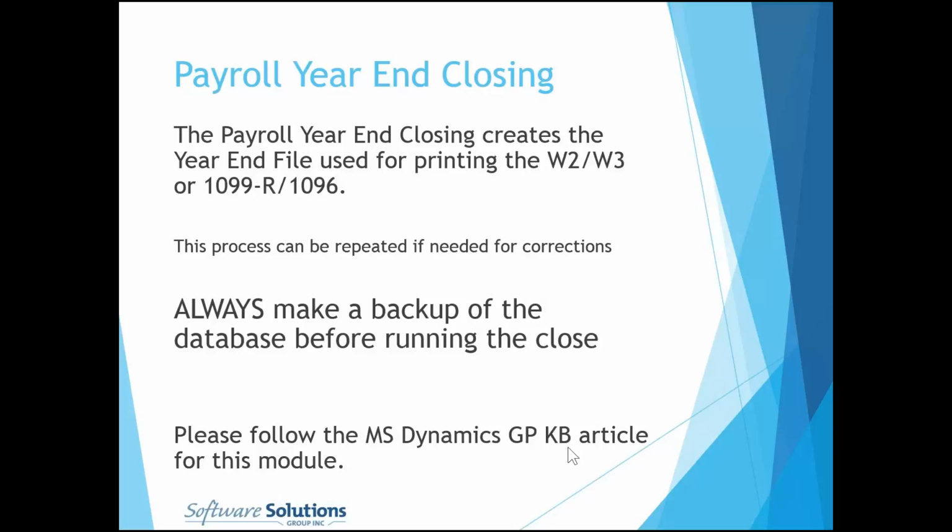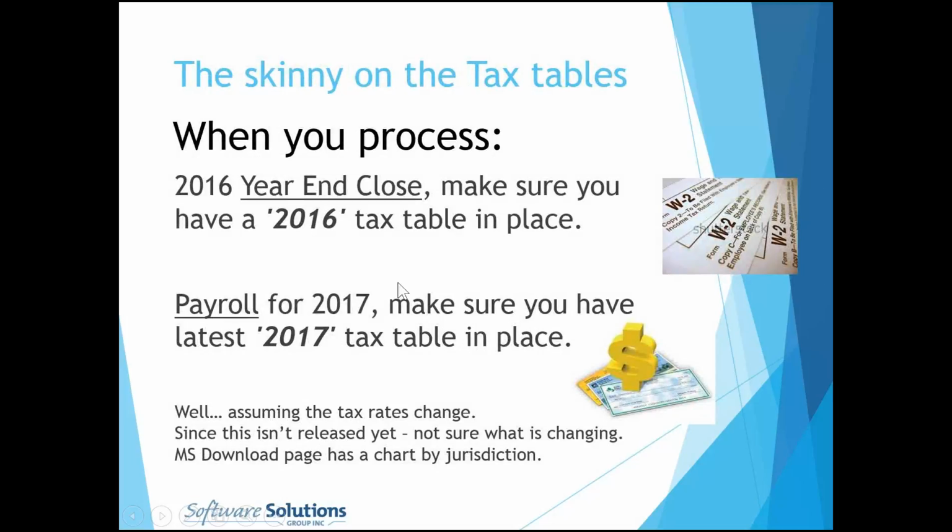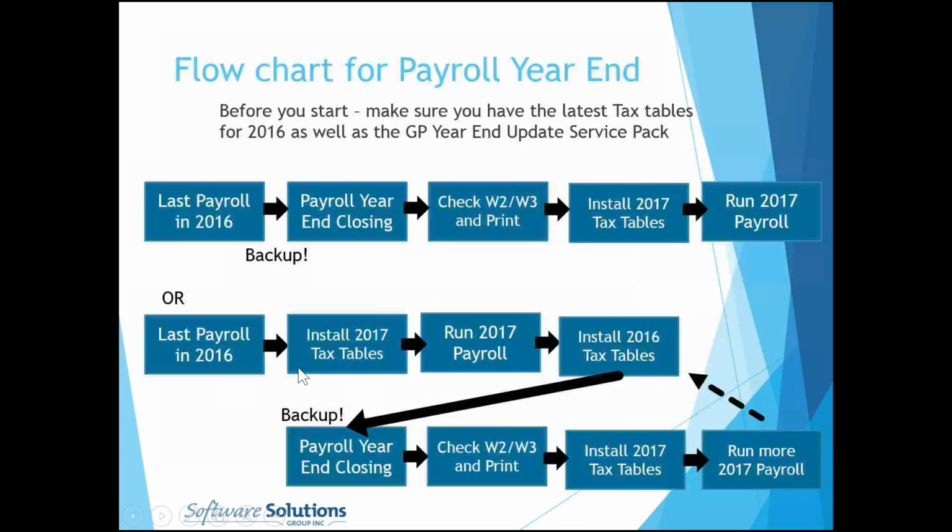Follow this very carefully. Very quickly, to go over the steps for people who aren't familiar with it. There's tax tables for payroll. When you do the year-end close, you want to make sure you have a 2016 tax table. When you do payroll for 2017, you want to make sure you have a 2017 tax table in place. And we put a little infographic in to explain this. So if you can finish your payroll, do your closing, print your 1099s, put on your tax tables, and run your payroll, that's perfect. That's the easiest path.